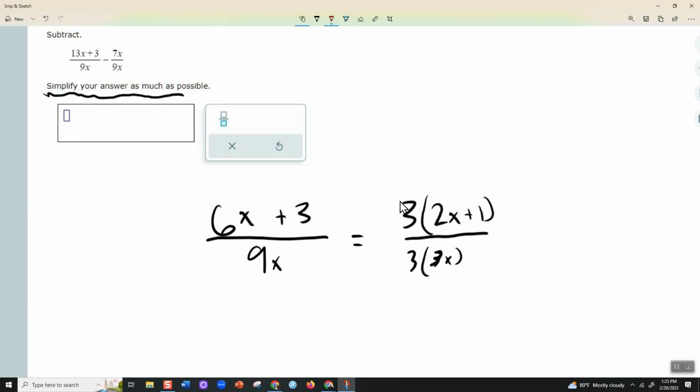And I'm going to simplify 3 divided by 3; anything divided by itself is 1. That x cannot be simplified. The x would have to be a part of the second term in this polynomial. In other words, it would have to be a part of the entire numerator. You cannot just simplify the parts you want. It does not work. So my final answer is going to be 2x plus 1 over 3x.